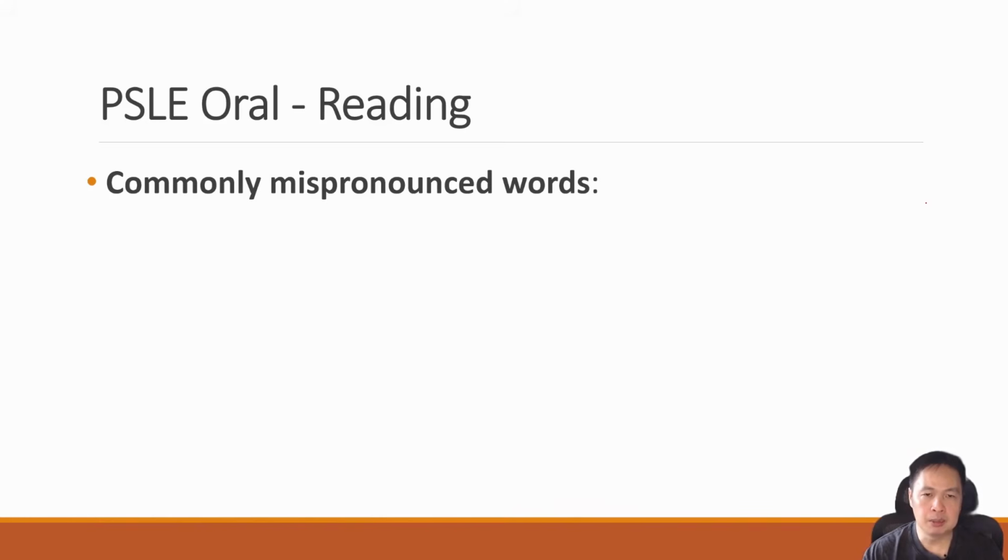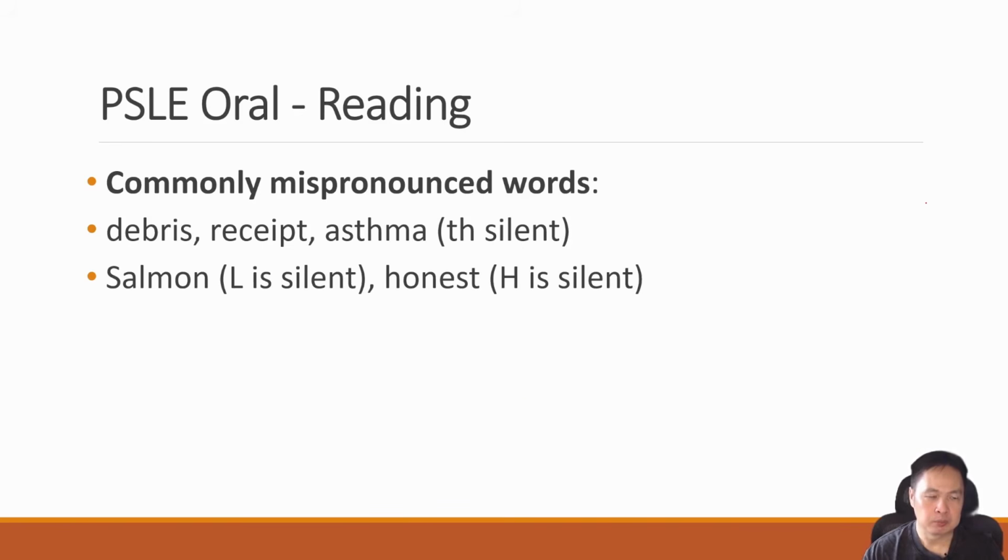Here are some commonly mispronounced words: debris, receipt, and asthma. So it's not "debris", okay, the S is silent, right, and it's not "asthma", right, the TH is silent, all right. So take note. Salmon, right, the L is silent, right. Honest, the H is silent.